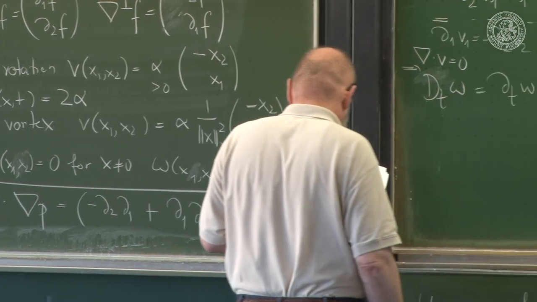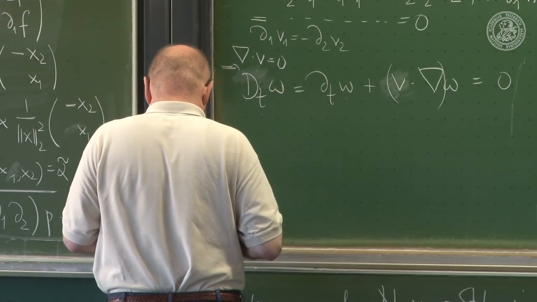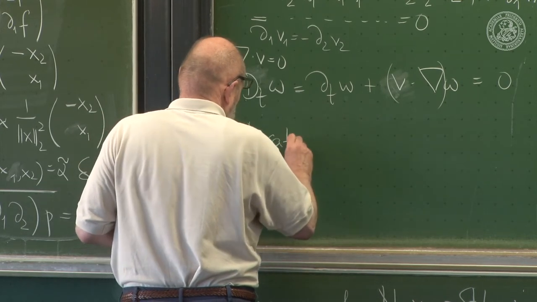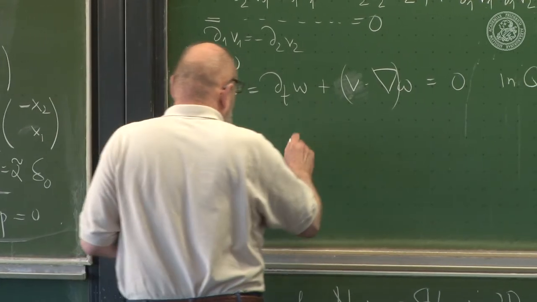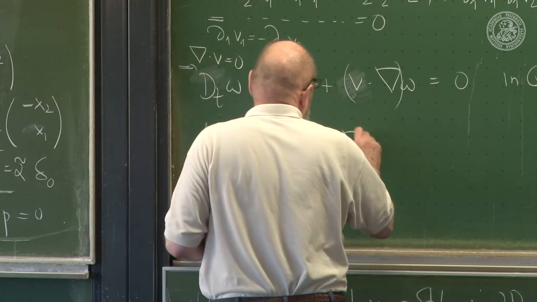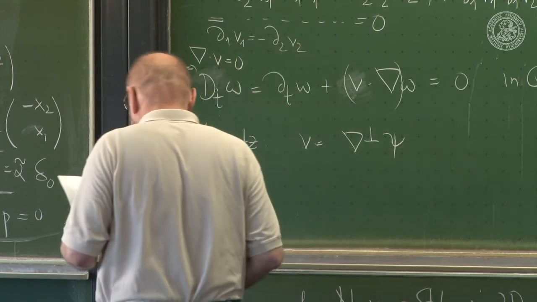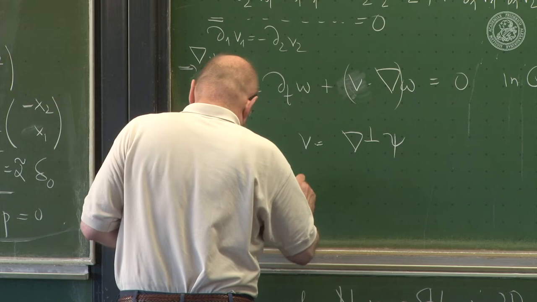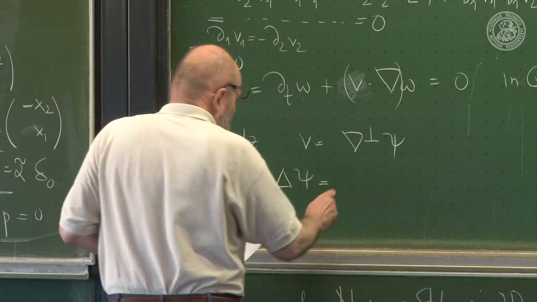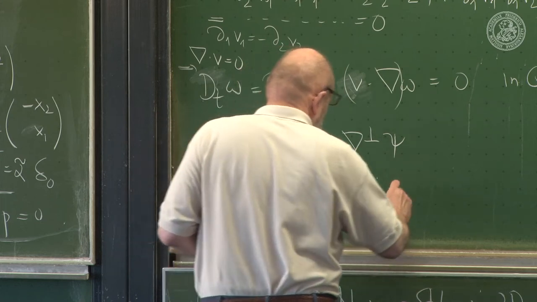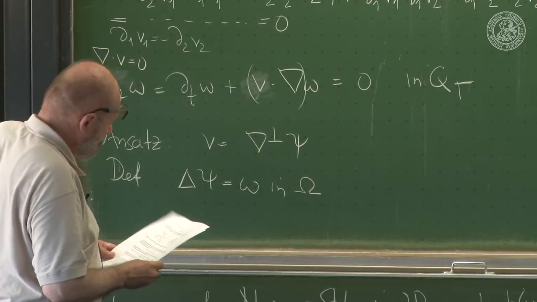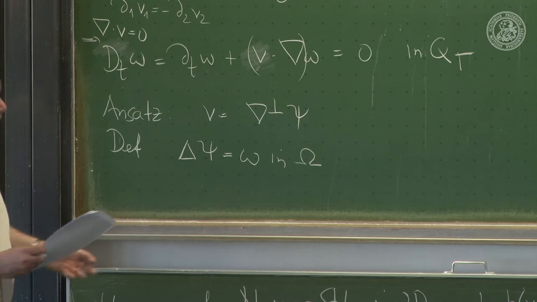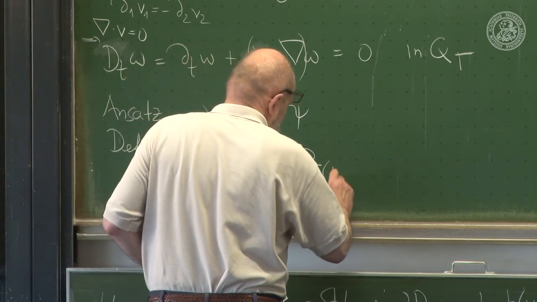So we do the following. What we would like to have, as an ansatz, is to write V as the twisted gradient of some scalar field psi. And for that, we define the scalar field in the following way. We solve the Laplace equation with the vorticity as a source. This is to be understood for every instance of time. So time only plays the role of a parameter. So actually, this is omega at time t.